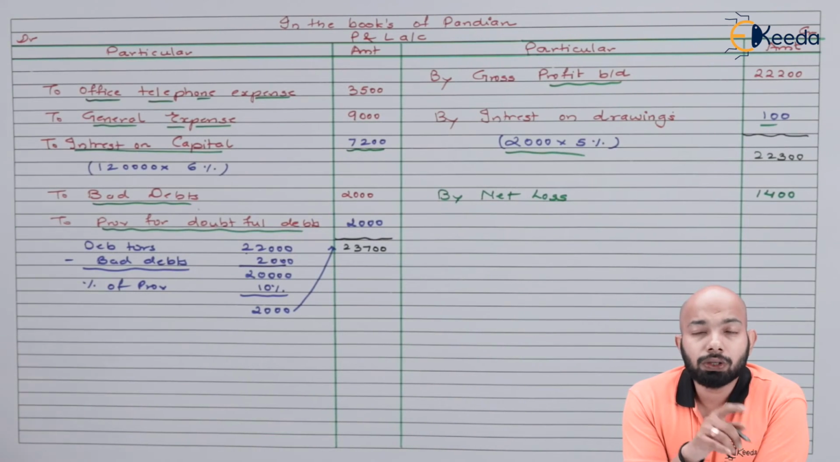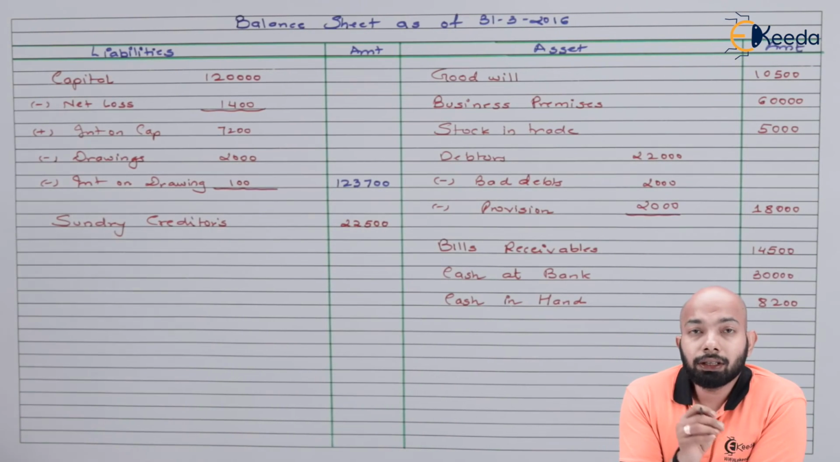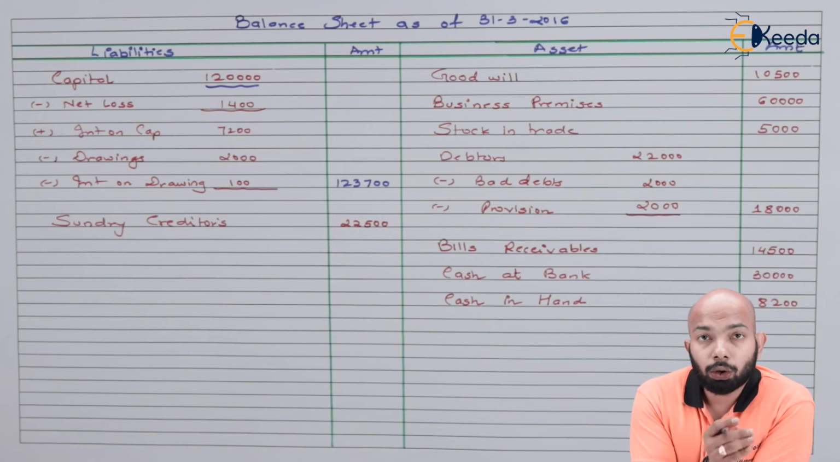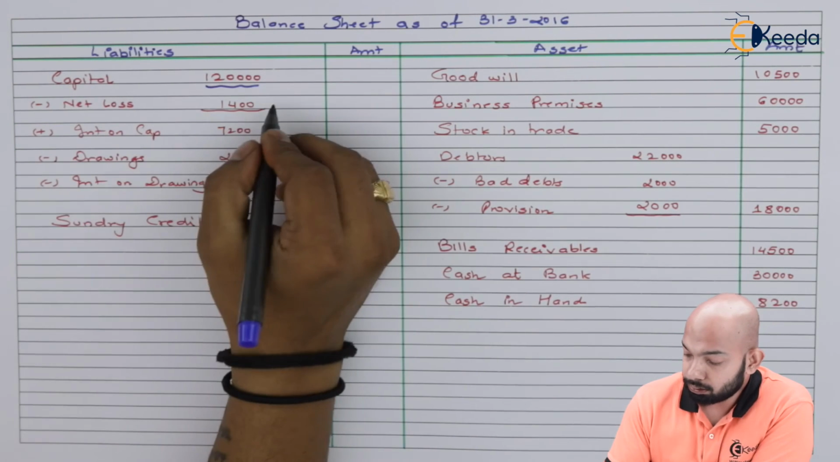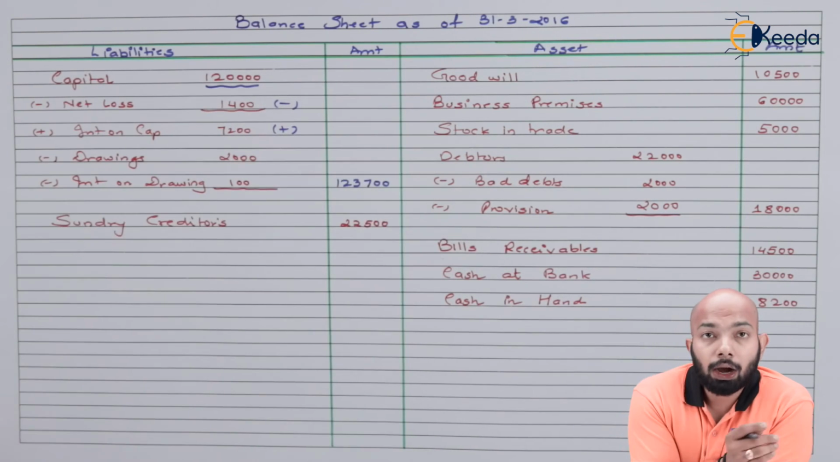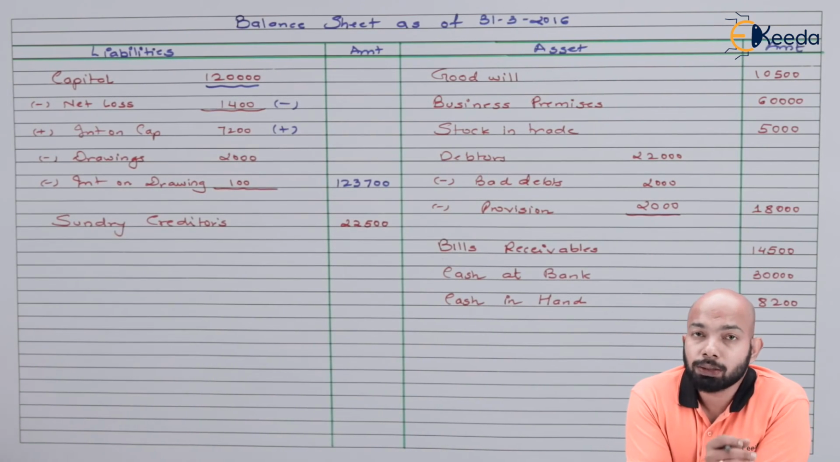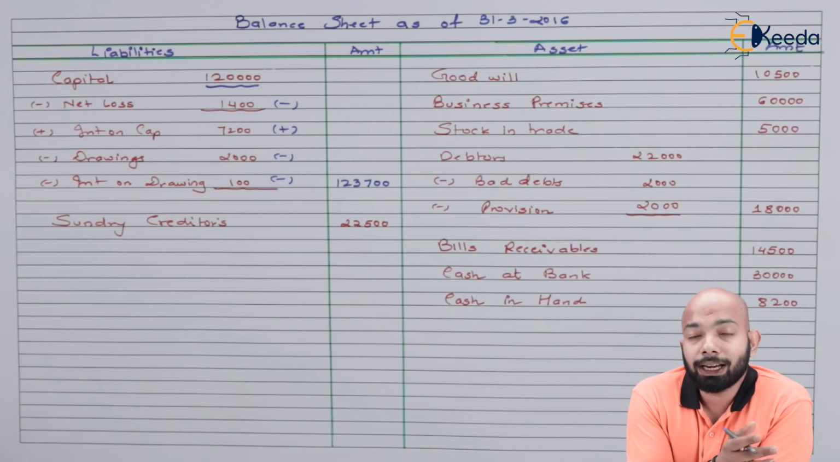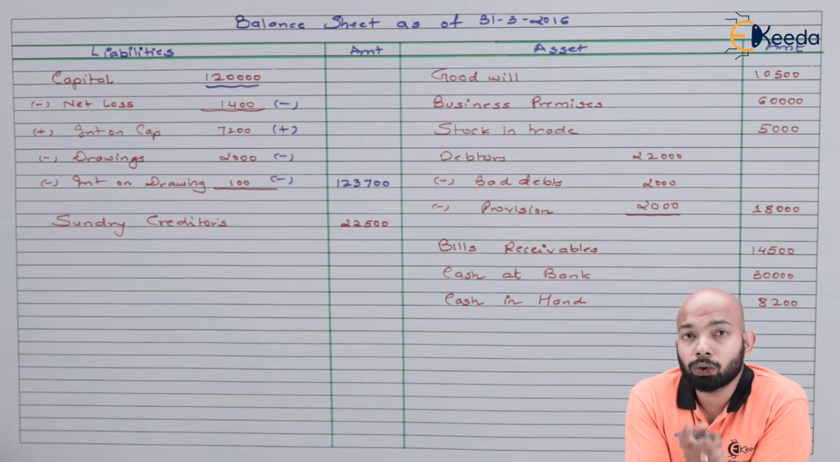Let's close this profit and loss account and move to the preparation of the balance sheet then. So we have prepared the complete balance sheet here. Let's start with the liability side. Capital balance, which has been mentioned as 1,20,000, out of which net loss has to be subtracted. And interest on capital has to be added because that is an income for the partner. Now, after that, we have drawings and interest on drawings. Both have to be subtracted. That will give you a balance of 1,23,700 in the outer column.